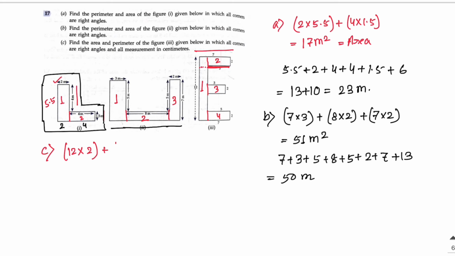In the second rectangle it's 5 into 2. Then in the third rectangle it will be 3 into 2. And next the fourth rectangle, so it will be here addition, and then again 5 into 2. Okay, so that means 12 into 2 is 24, then 5 into 2 is 10, again 10, so 24 plus 10 plus 10, and last one is 6, so that equal to 50. So 50 centimeter square is your answer.